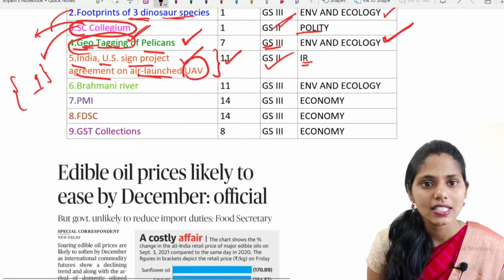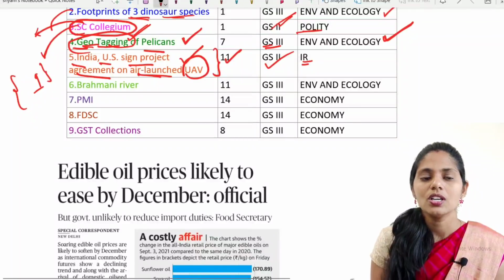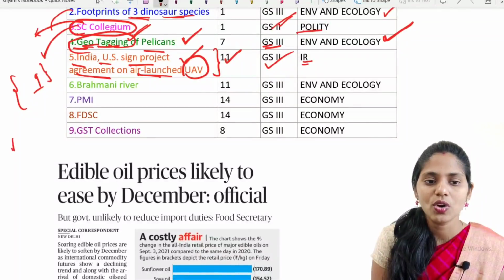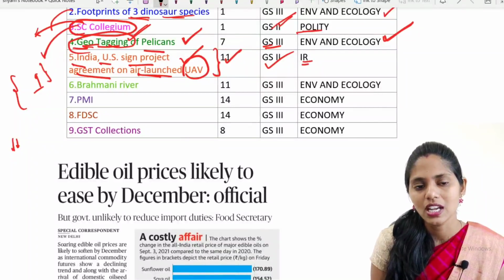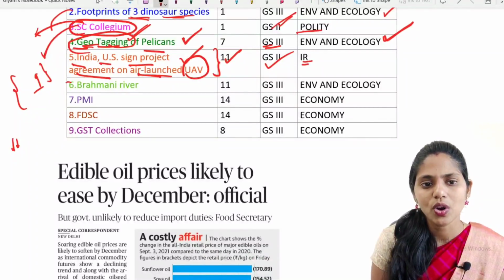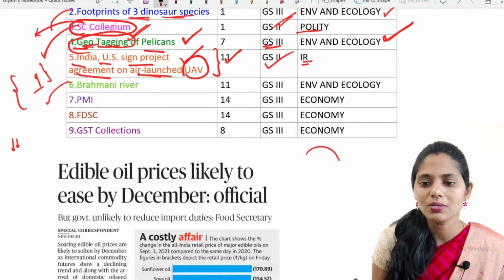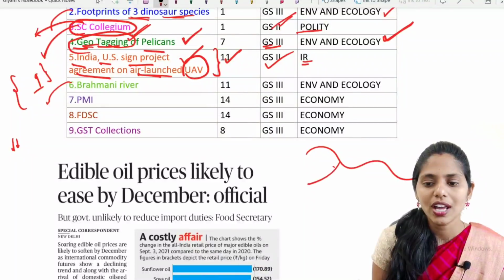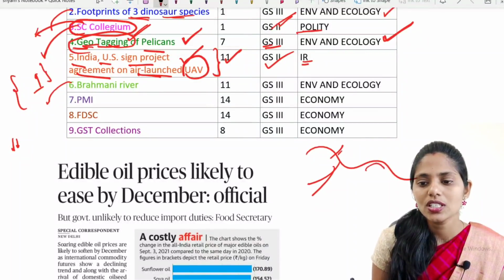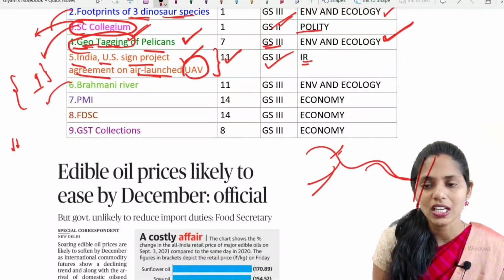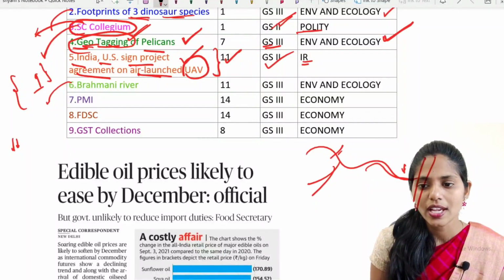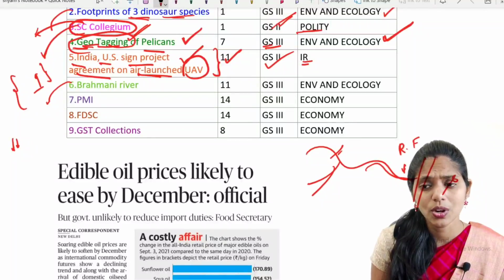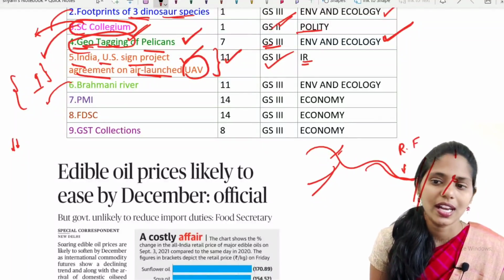And the next article is about Brahmani river. There is diversion of water seen in this Brahmani river. Because of this diversion of water, in the area where the river joins the sea, the water will become less, right? As you know, in rivers we have fresh water and in seas we have salt water or saline water.